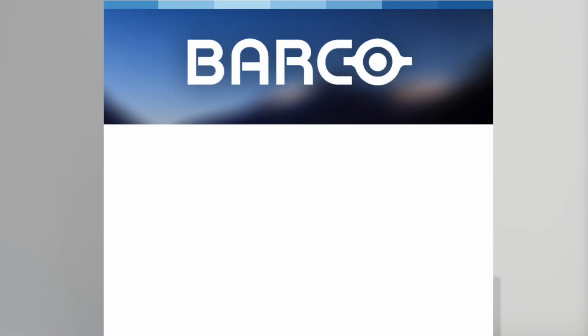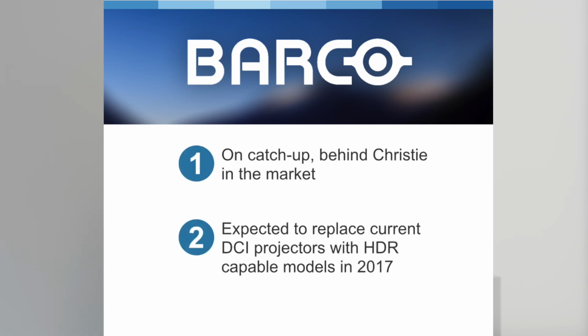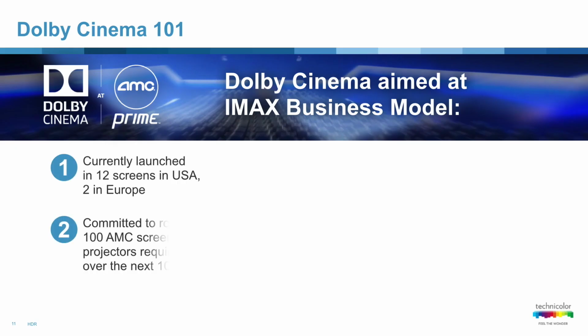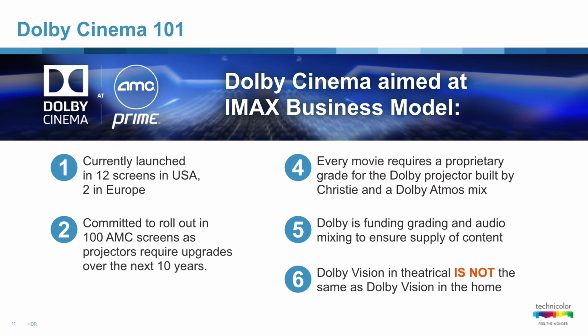Barco is actually a little bit further behind in the marketplace. They are starting and kind of targeting a 2017 rollout for their HDR projectors, but they obviously have a lot of contracts with a lot of theaters. So you can see a Barco projector will start entering the marketplace. And then Dolby Cinema, or Dolby Vision for the cinema, which you might have heard about, has started to enter the marketplace to challenge IMAX for their theatrical space.